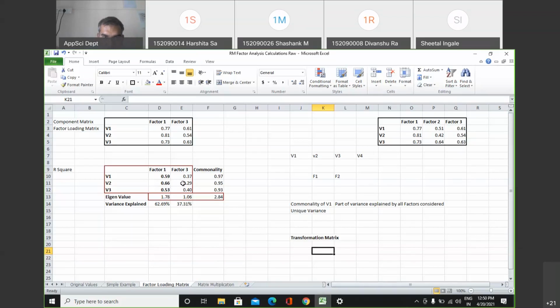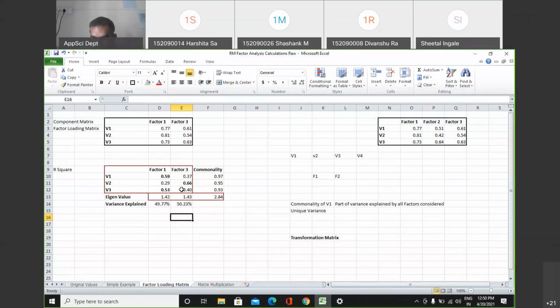Say if this was 0.66 here and 0.29 here. So at least in this small case, we would have said that factor 2 loads on factor 3 and the other two factors load on factor 1. So that is all right. The reason we are going for a transformation matrix is that all the factors are loading on factor one, and not on factor three.